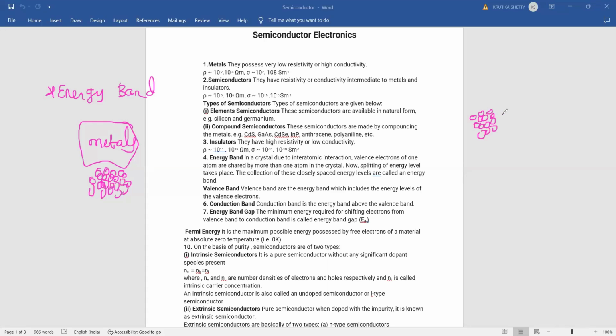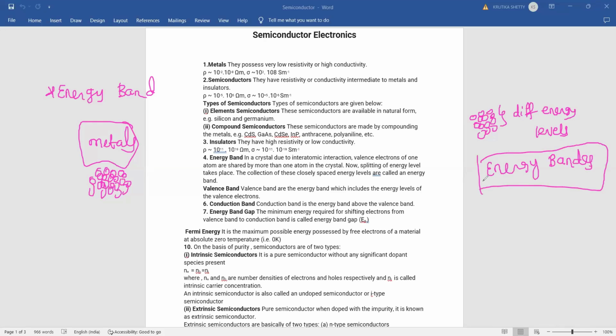Due to this, the different energy levels are formed. Whatever different energy levels are formed, those are giving you what? Energy bands. Those are giving us the energy bands. Clear? So this is regarding the energy bands.